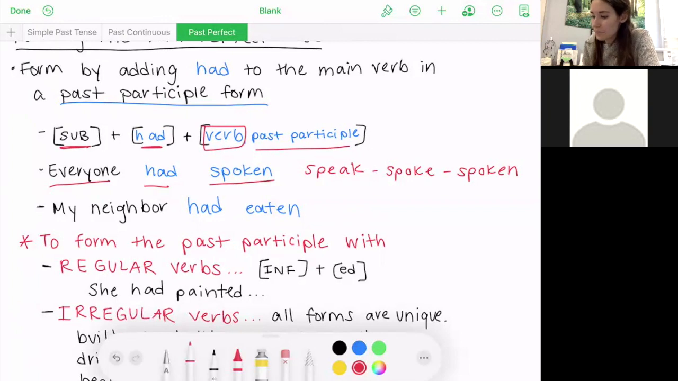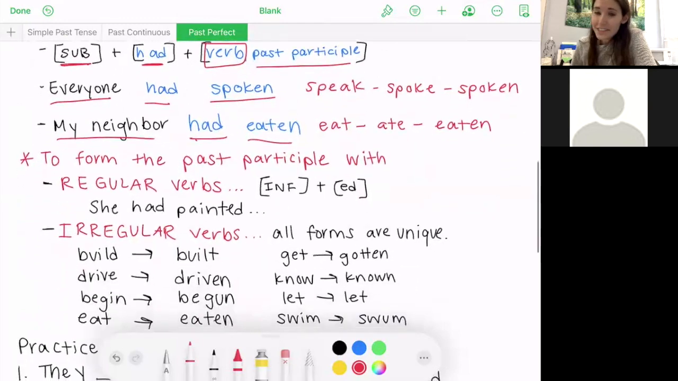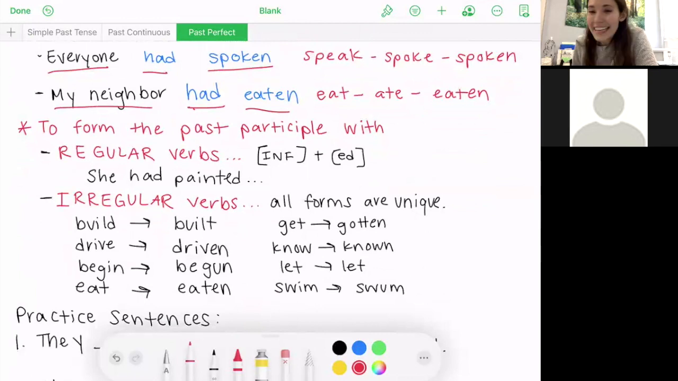Let's look at another example. My neighbor, there's our subject, had, we will always use the word had in our past perfect, and then eaten. Do you know which word that comes from? The infinitive is the word eat. In the simple past, I ate something yesterday. But again, this is a very unique form for the past participle, eaten. All the irregular past participles are unique, so I can't stress this enough. You're just going to have to get used to referring to a list every once in a while until you get really comfortable.